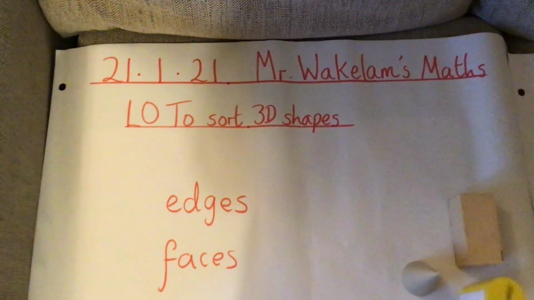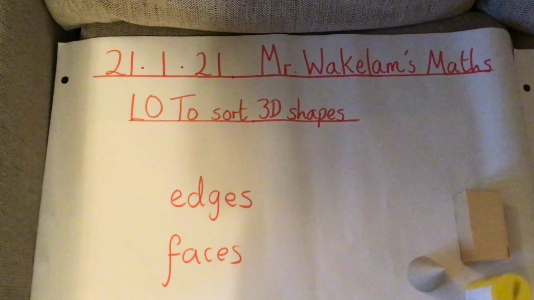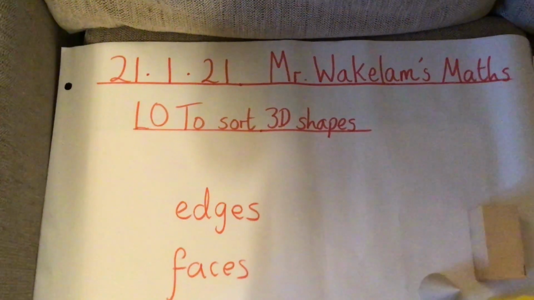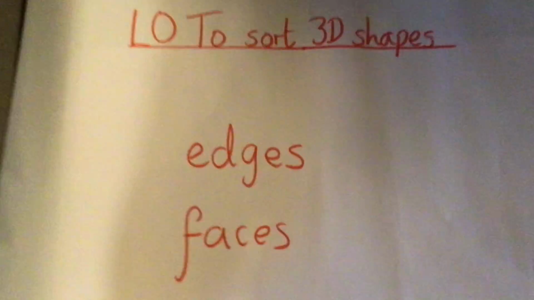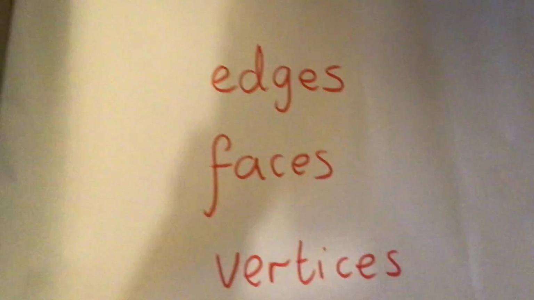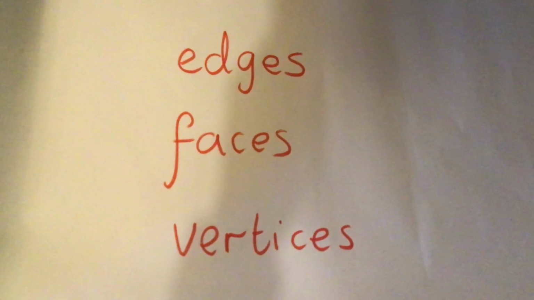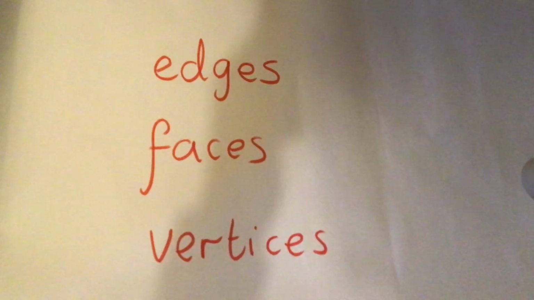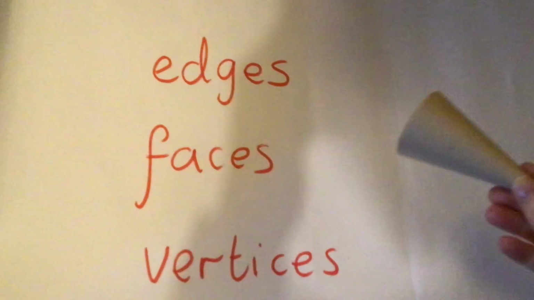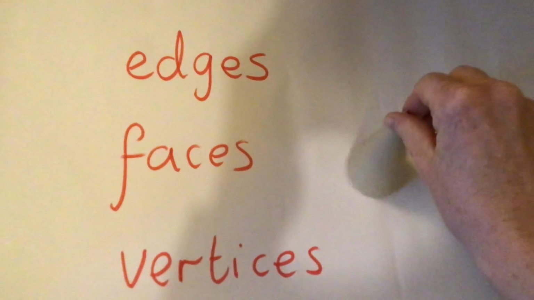Wakelam's maths group. Today we're going to be sorting 3D shapes. Let's just recap on some of the shape work you've done so far. We've been looking at edges and at faces and at vertices. Let's just recap on that. Here I've got a shape. It's a cone.